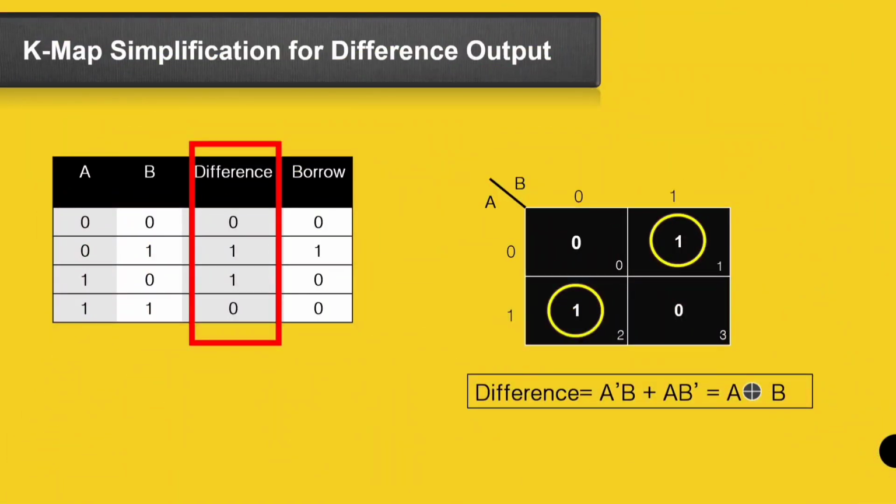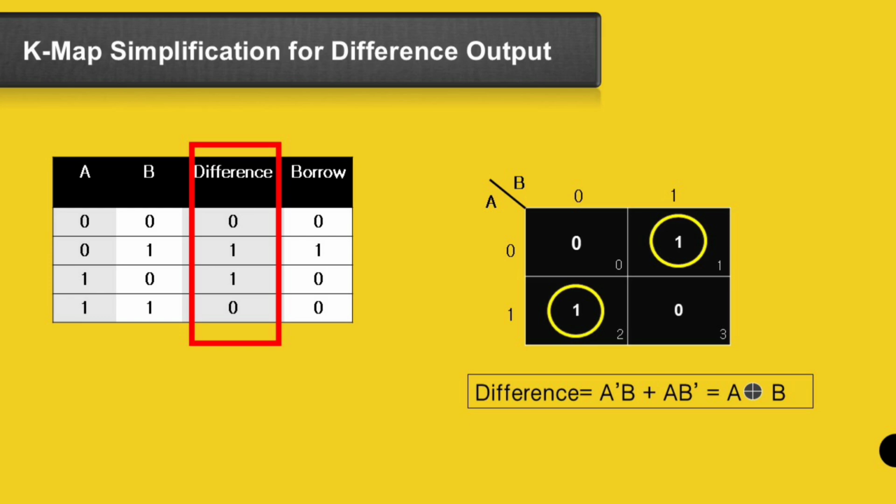Now that the truth table is complete, let's derive the simplified Boolean expression for the difference output using a two-variable Karnaugh map. In the half subtractor, the difference output behaves very similarly to the sum output in the half adder. We place a 1 in the K-map wherever the difference column in the truth table is 1. From the truth table, when A is 0 and B is 1, the difference is 1. When A is 1 and B is 0, the difference is also 1.